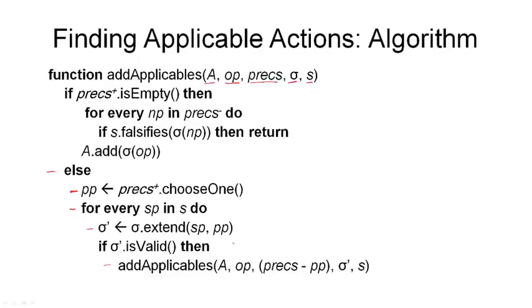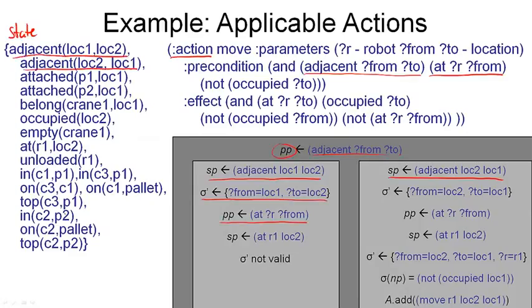Let's look at the algorithm again. So we're now here, where we're going through a loop over all the propositions in the state that match this positive precondition. And if we look at the at relation in the state, there is only one option here. So this loop is only one long. And we choose this here. So we try to extend the substitution such that it matches this state proposition.